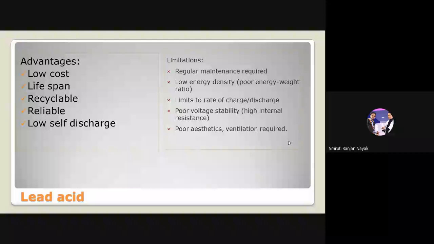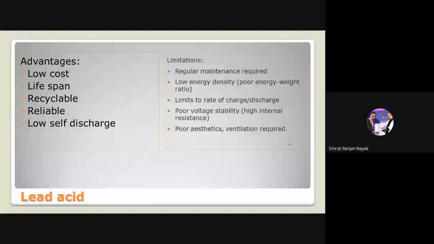Regular maintenance required. Low energy density, that is, poor energy-to-weight ratio. According to the weight of that battery, the energy is very low. The weight is definite, it is above 20 kg. So according to the weight, if you calculate, it has poor energy. Then limited rate of charge or discharge. When you charge and discharge this battery, this limitation is there.